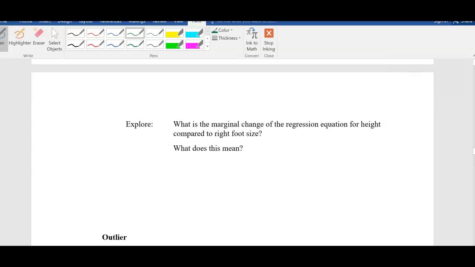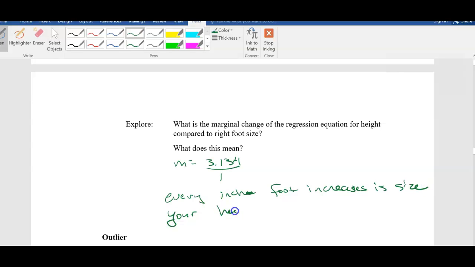Okay, when you looked at it, my slope was 3.134. Technically, we put that over 1. This means for every inch that your foot increases in size, your height increases by 3.134 inches. Kind of weird, huh?